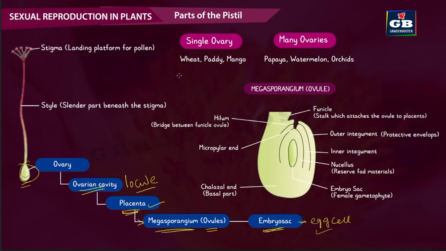In some plants, the pistil contains only one ovary, a single ovary. Examples, wheat, paddy, and mango. But in some plants, the pistil contains many ovaries. Many ovaries are present in a single pistil. Example, papaya, watermelon, orchids.